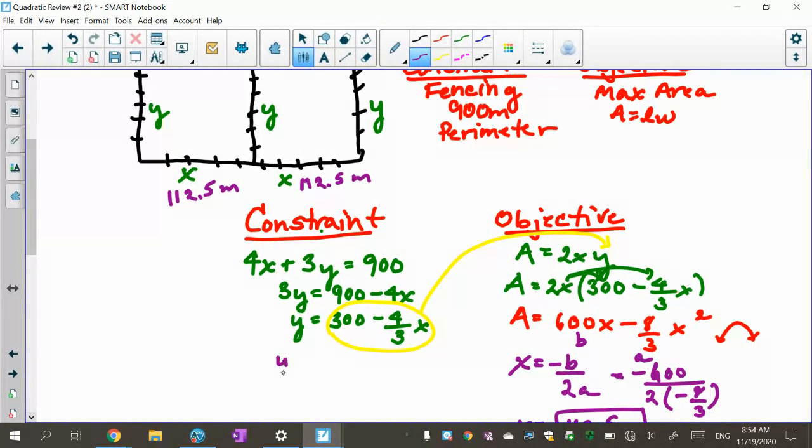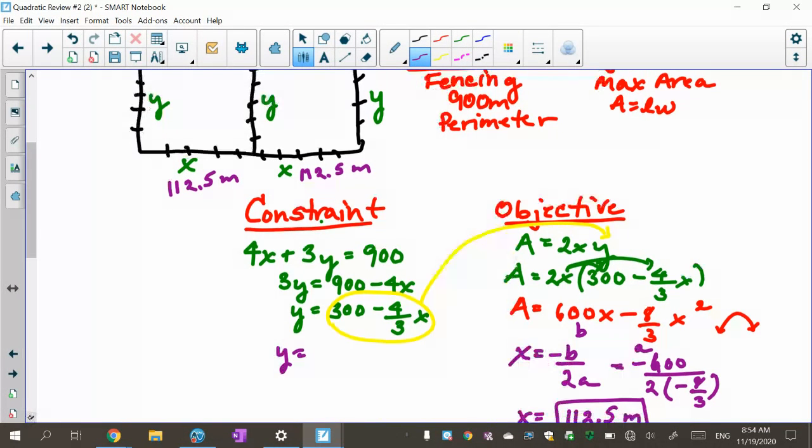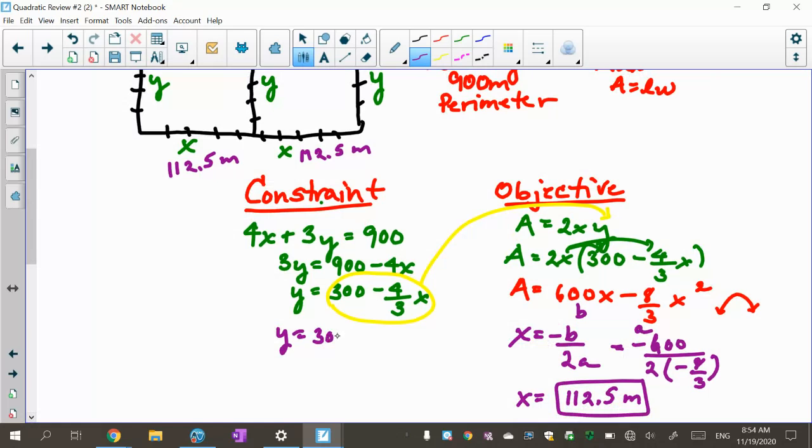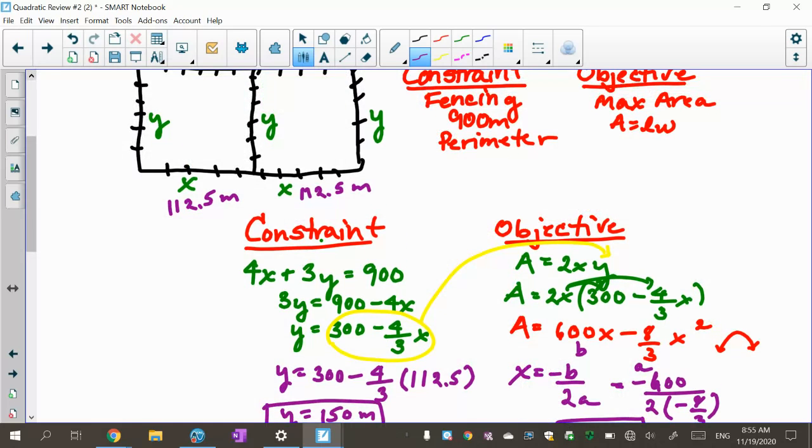So I said, oh, wait, what's my y going to be if my x is 112.5? So it's going to be 300 minus 4/3. You kind of already set it up. So you can do that, and that means you understand it, and that's perfectly fine. Or you can actually use the equation you came up with. And when I did that, I get my y's to come out to be 150 meters. Right? So I'm going to come up here and plug in the 150 here. This is 150 meters here, 150 meters here, 150 meters here. So now I know the dimensions of my field for the max area.